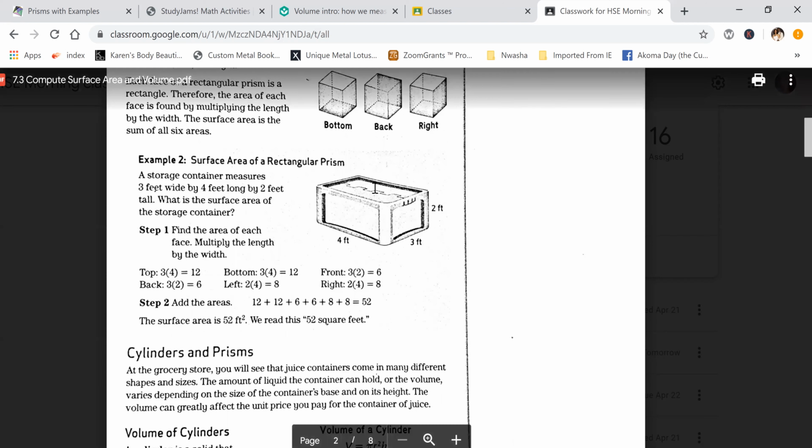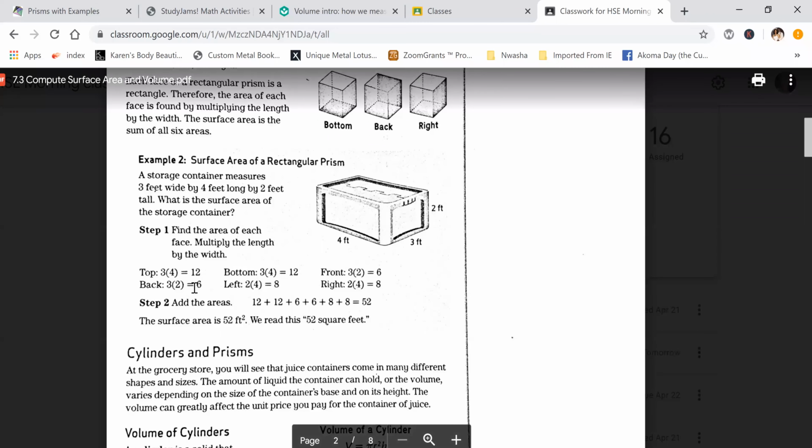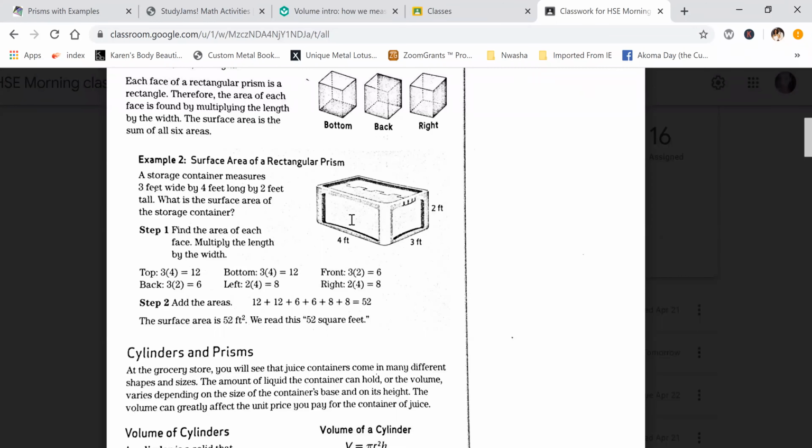So what they're showing you is if you're looking at the front right here, it's 3 by 2. So that means the front is going to be 6 and the back is going to be 6. If you're looking at the left side, you're looking at 4 by 2. So now you're going to say that the left and the right are 8. So if you have to paint something, you're really just trying to look at each individual face of whatever the shape is, and that's how you're going to find out the surface area. So this is what we're going to start with today, just rectangular prisms.